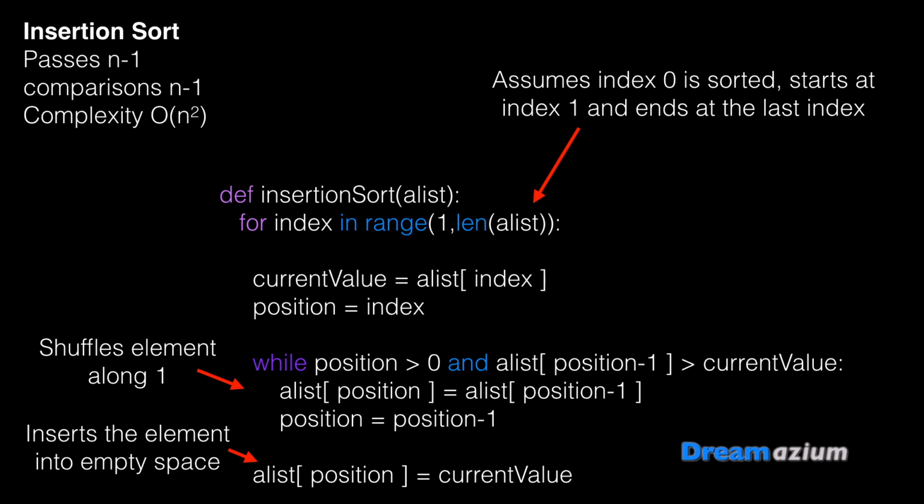If we look at the beginning of the code, it starts off at 1 because it assumes that 0 is already sorted and goes on for the length of the list. We have a couple of variables that are set, and within the for loop is a nested while loop. While the position is greater than 0 and the list position that is adjacent to it is greater than the current value, the following code will run. The position equals the position adjacent to it, so it shuffles along 1, which then creates an empty space which the current value can be inserted into. This may seem a little complicated, so let's get on with the example.